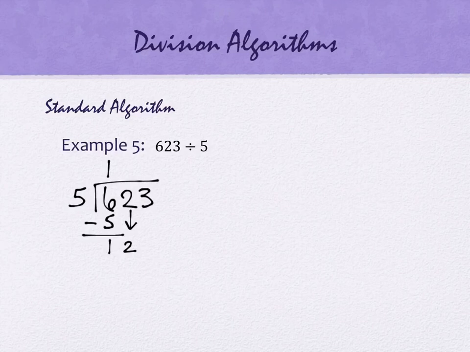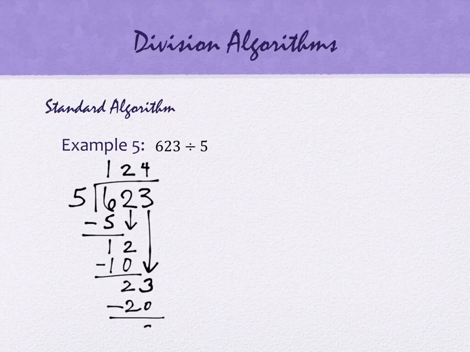How many times does 5 go into 12? 2. 2 times 5 would be 10 and subtract, giving me a 2, and I bring my 3 down. How many times will 5 go into 23? 4. 4 times 5 would be 20. I subtract, and I get 3. So my answer is 124, and at this level, kids usually write remainder 3. As you get older, we start working with fractions, but not at the level we're talking about, okay? 124, remainder 3. Okay, super hinging upon those multiplication tables.